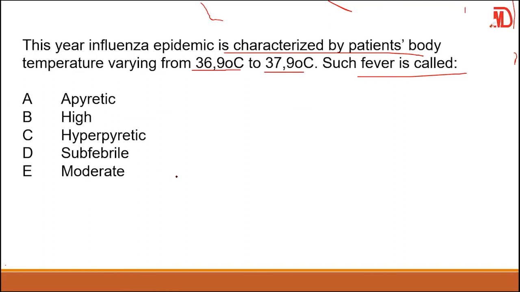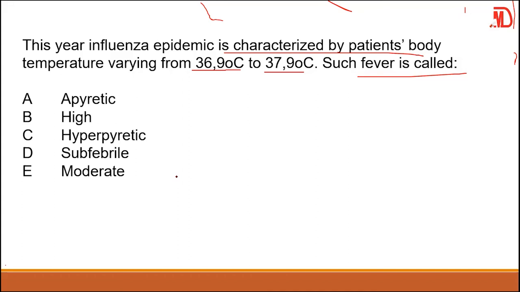Normal temperature, 36.5, 36.8. For subfebrile temperature, that means a little bit above the norm, 36.9, 37.9. For febrile, that means fever is there, 38.0, 39.9. That is what? Febrile.